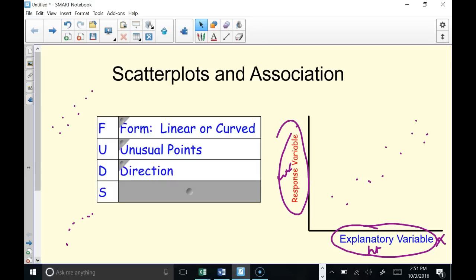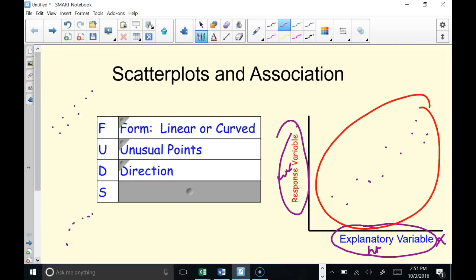D stands for direction. When we talk about an association, it could be a positive association, like the one I have here, because you can see as X goes up, Y goes up. Or you could have a negative association, where you see as the X goes up, the Y goes down.